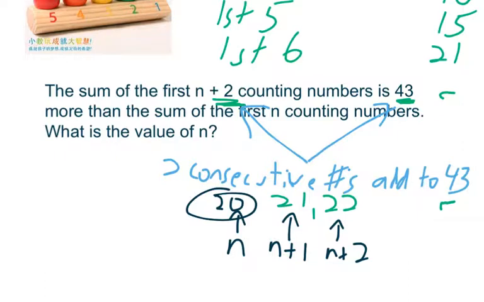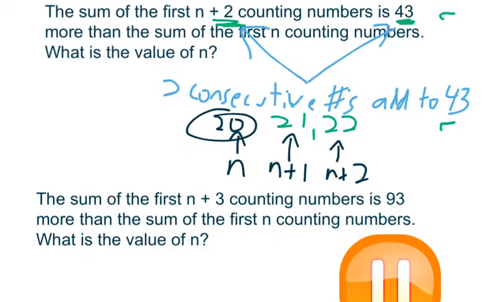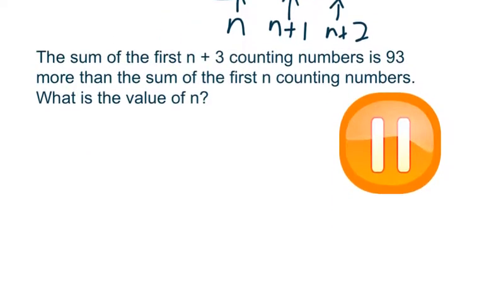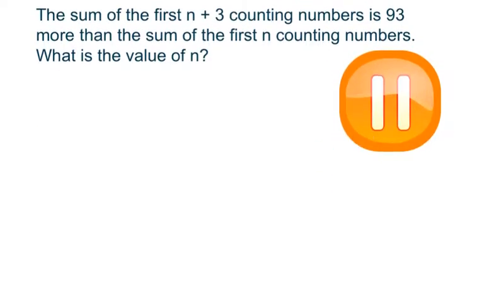All right. Well, why don't you guys try one on your own? All right, here's the question I want you to try. The sum of the first n plus 3 counting numbers is 93 more than the sum of the first n counting numbers. What is the value of n? All right, go ahead and pause the video and try this one on your own.